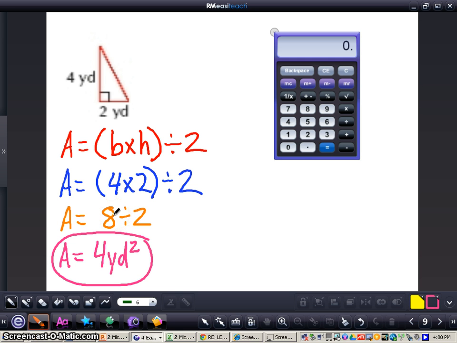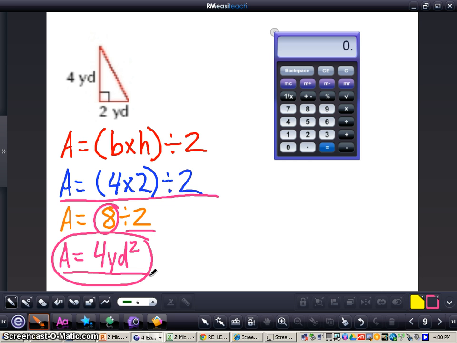Okay, so you can see the answer for this problem is 4 yards squared. Once again, base times height divided by 2 is the formula. We punched the numbers into the formula, just put those numbers in there. 4 times 2 divided by 2. 4 times 2 gave me 8. We divided that 8 by the 2, and we have our answer of 4 yards squared.